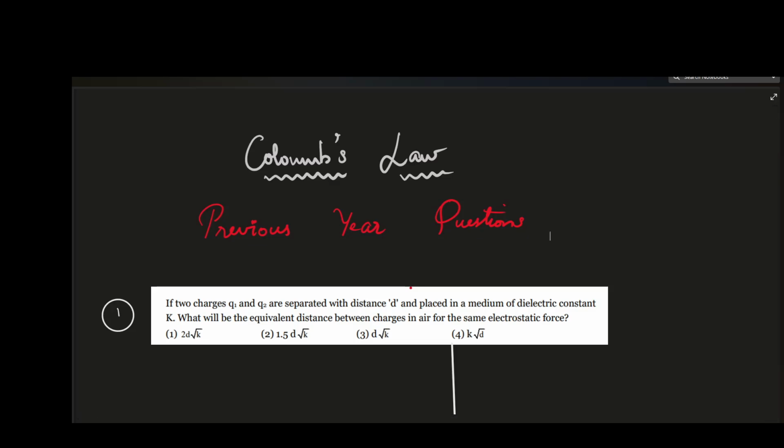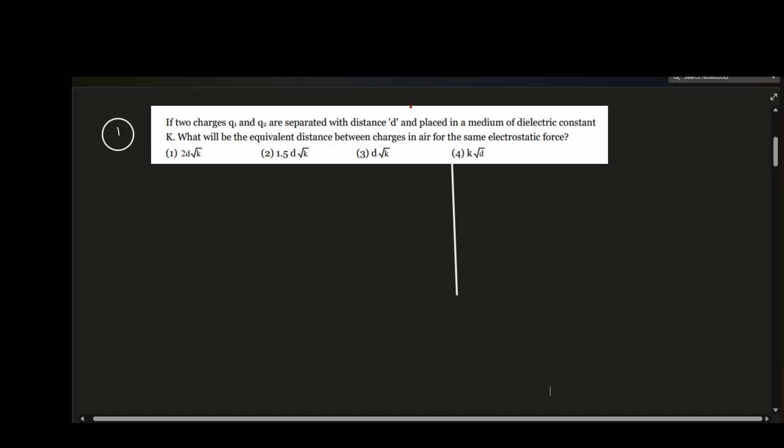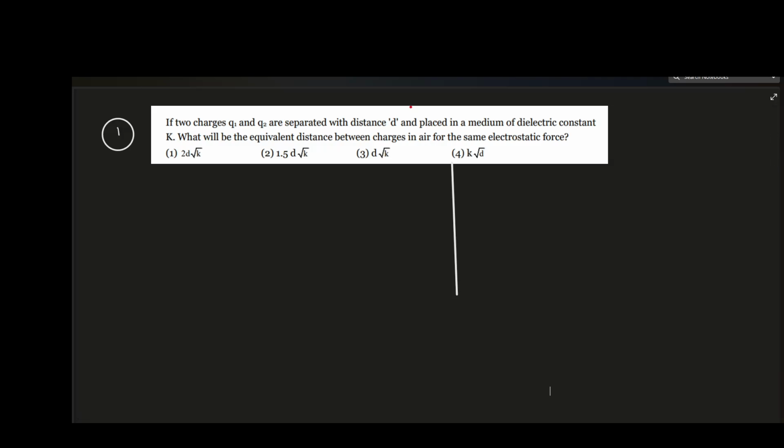In this video, we are going to try and solve few of the previous year questions from various competitive examinations on the topic Coulomb's law. So the first question says that if two charges Q1 and Q2 are separated with distance d and placed in a medium of dielectric constant K, what will be the equivalent distance between the charges in air for the same electrostatic force? So, from reading the question, we understand that there are actually two cases.